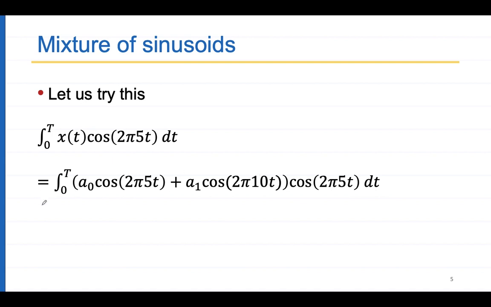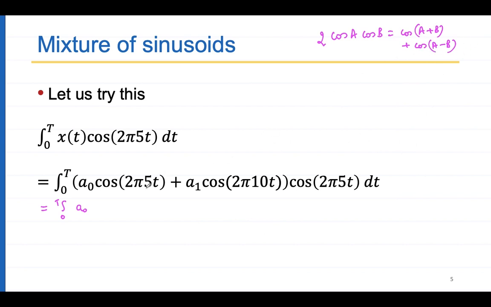So this is equal to the integration from 0 to capital T. Now, how did I arrive at this? This will be clear in a moment. A0 times cos 2π5t and cos 2π5t. So what is cos A cos B? Okay, some trigonometry now. 2 cos A cos B is equal to cos(A+B) plus cos(A−B).